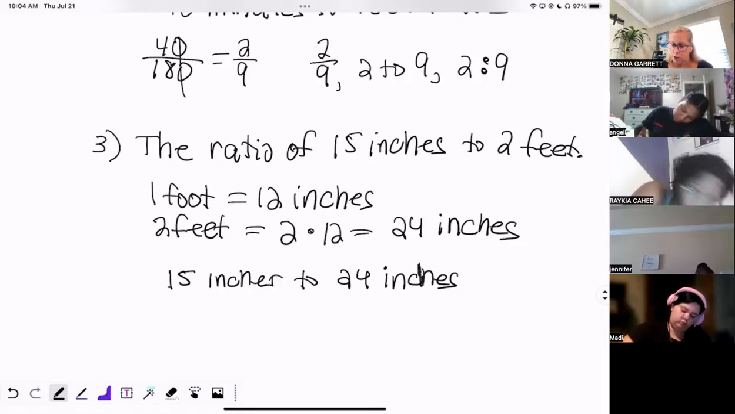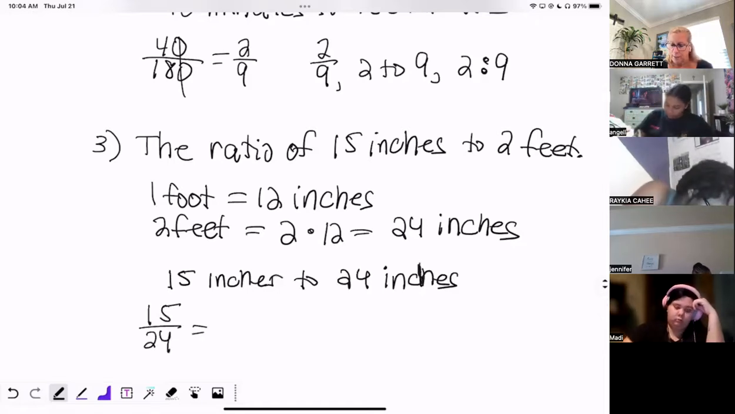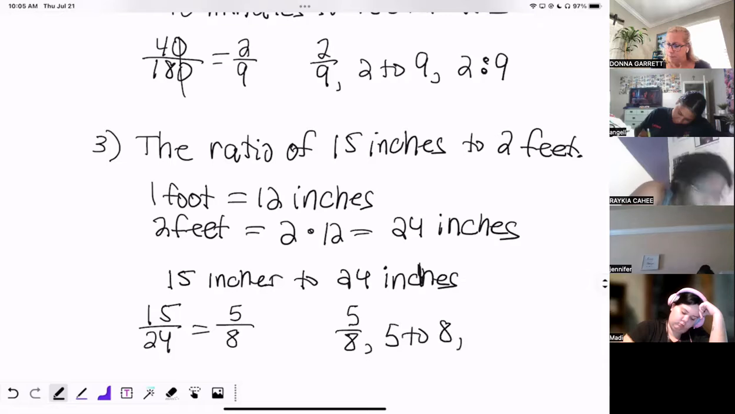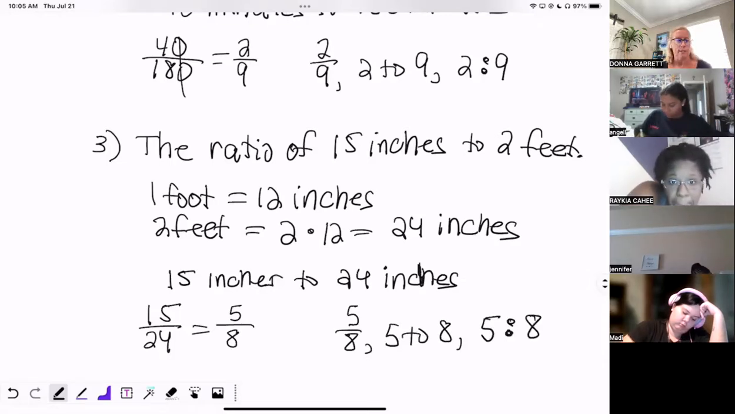Okay, so I'm going to start with a fraction because I think this one I can simplify. I can divide by 3. So 15 over 24, dividing by 3, gives 5 over 8. So my 3 ratios are 5 over 8, 5 to 8, or 5 colon 8.